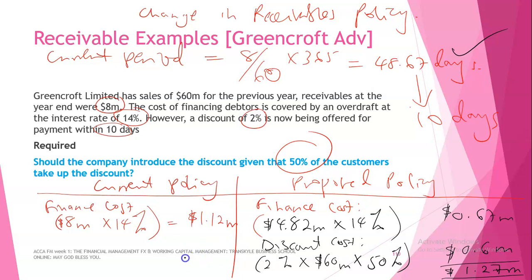So you need to compare now. Is it favorable, given that in the current policy, the total cost is only 1.12 million? Shall we introduce the discount or not? Obviously, we should not, because it is costly to the company in the short to medium or even longer term. So that's how you arrive at solutions relating to these figures.